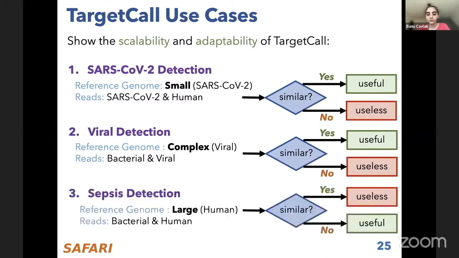Anything that is similar to the reference genome is identified as useful for this use case as well. What's different is the sepsis detection use case, where we have a large human reference genome. This is to show that TargetCall can scale well to large reference genomes. What we want to identify is all the bacterial reads in a sample that has bacterial and human reads. The difference is this time we don't know which bacterial reads we are looking for. Basically, we are checking for any kind of bacterial read in our sample. That's why instead of searching for specific ones, we just filter out what we don't want, which is the human reads. And that's why in this use case, anything that resembles the reference genome is identified as useless, unlike the other ones.